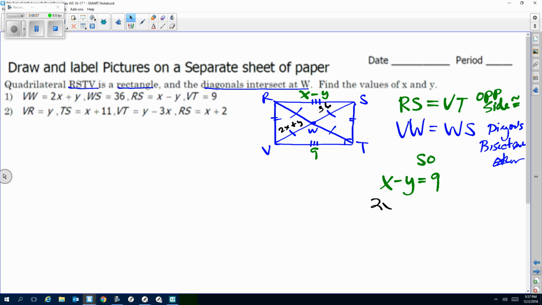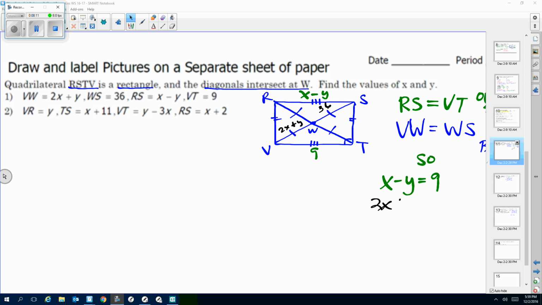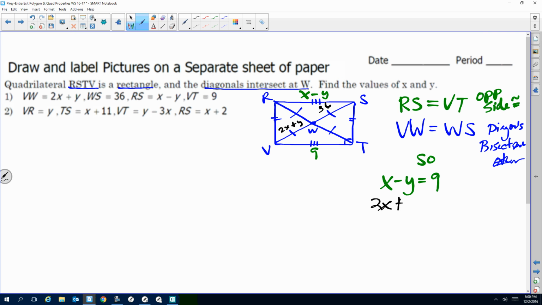Hold on just a second. Okay, I fixed it. Sorry about that. So, 2x plus y equals 36. So now we have a system of equations. So I have a negative y and a positive y, so I can use addition to eliminate my y's. That would give me 3x is equal to 45. And I divide by 3, x is 15.